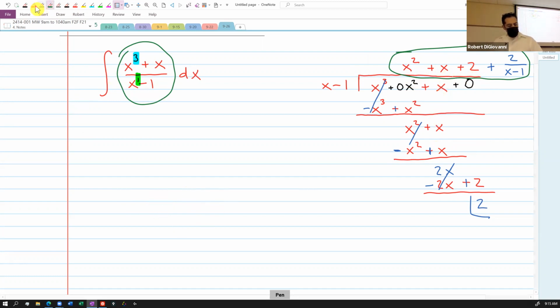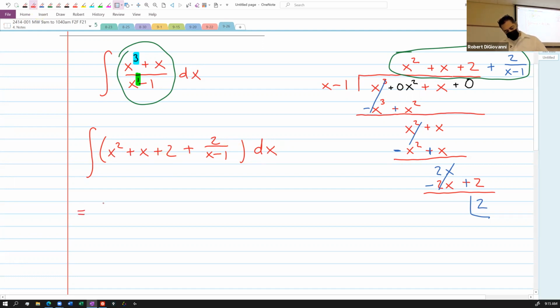Okay, so here we go. Here's our new integral: the integral of x squared plus x plus 2 plus 2 over x minus 1, all of that dx. And now we look at each of those pieces and ask ourselves, can we find the antiderivative, right? And all of these are doable, right? We all wish that our next test would just be a bunch of those, right?